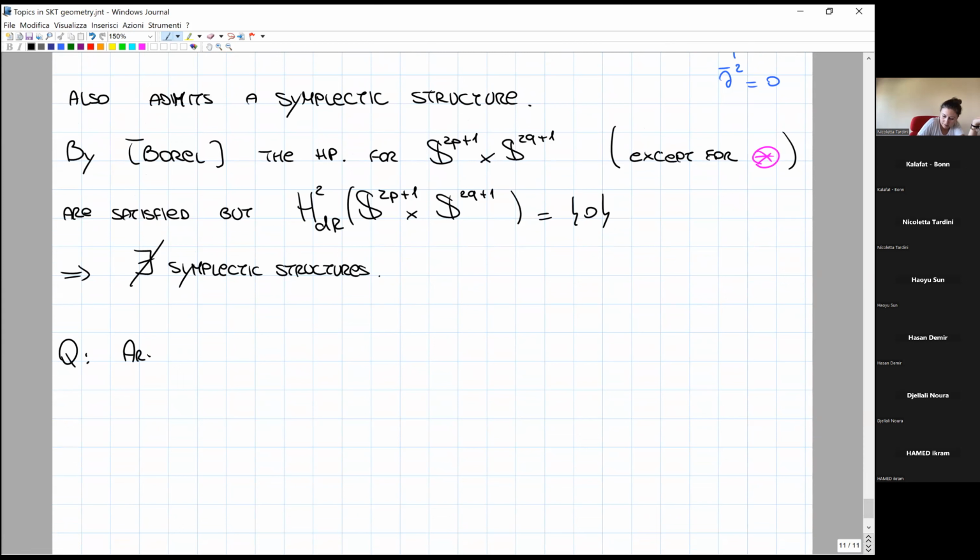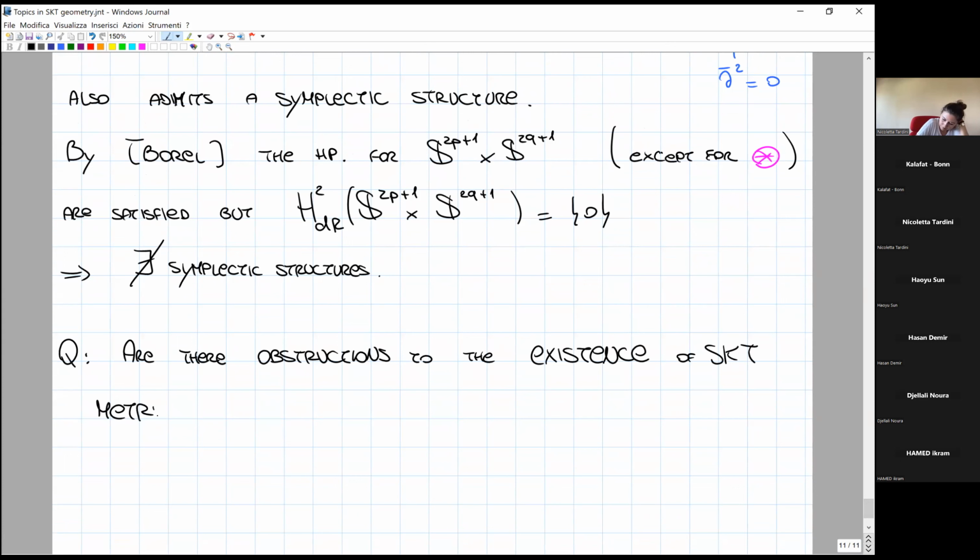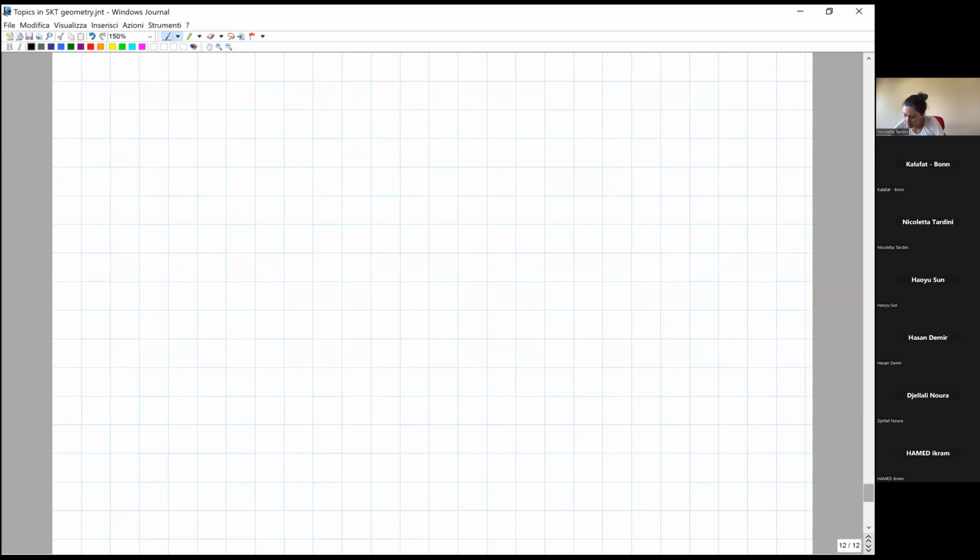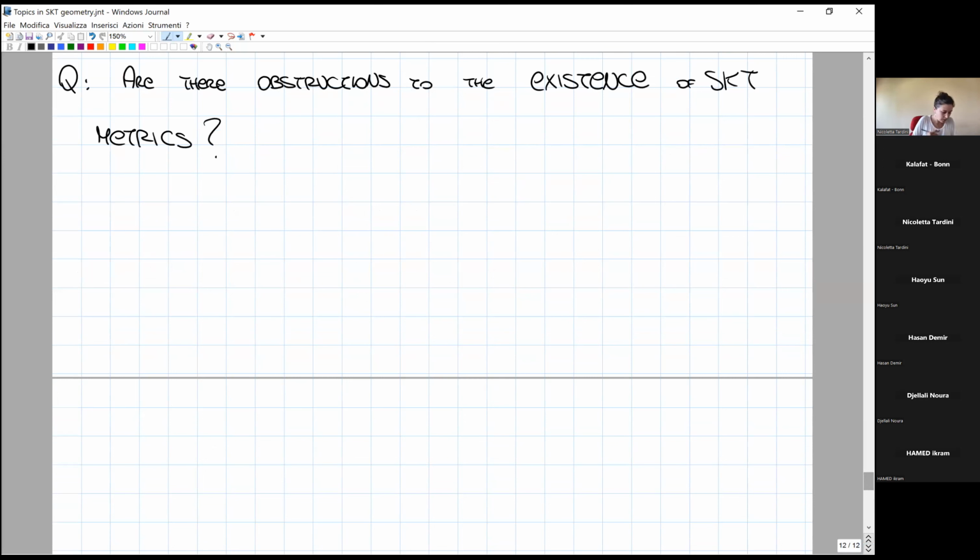to the existence of SKT metrics? So I will probably conclude by saying a few words about this. So in general, we have characterizations in terms of currents.